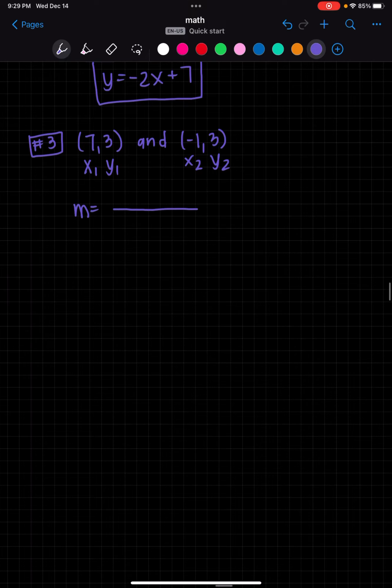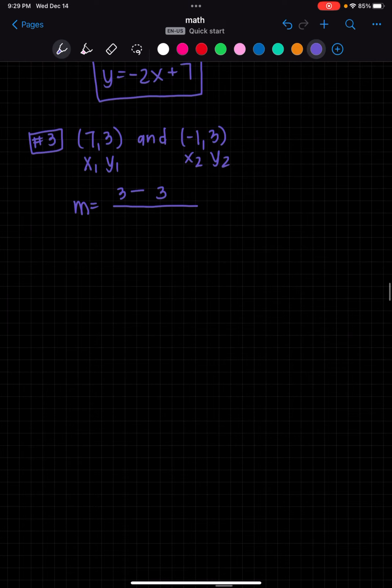So we start with y2, which is 3, minus y1, which is also 3. Then x2 on the bottom, which is -1, minus x1, which is 7. We're going to simplify that. So on the top we have 3 minus 3, which is 0. And on the bottom we have -1 minus 7, which would give me -8. Now, 0 divided by anything is just 0, so my slope is 0.